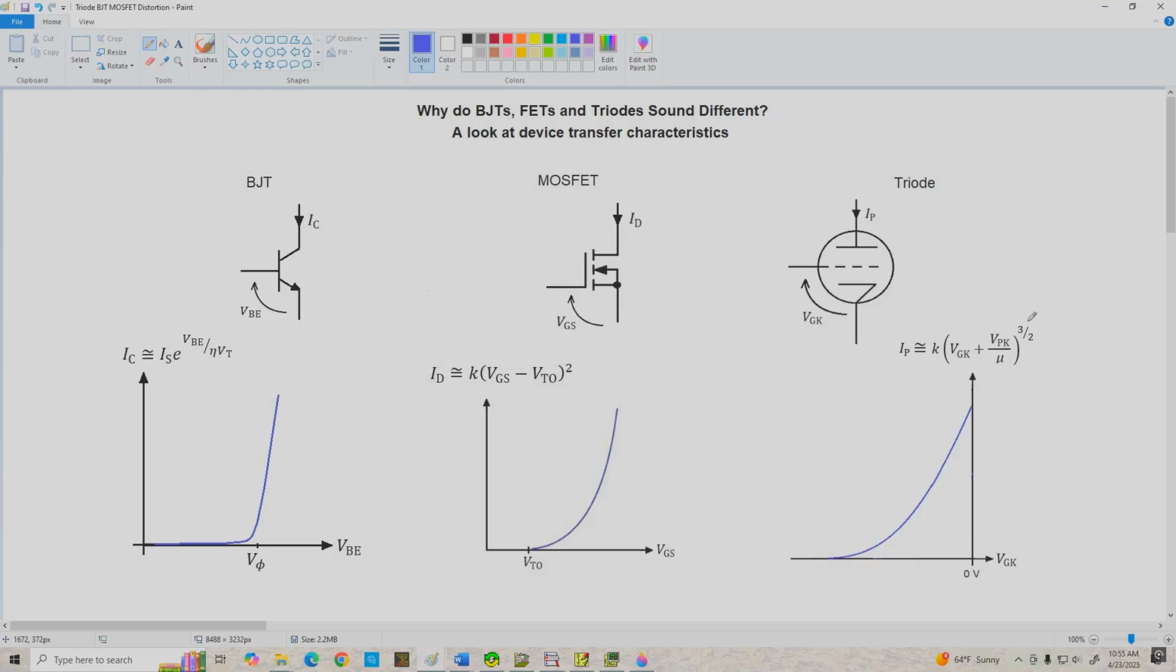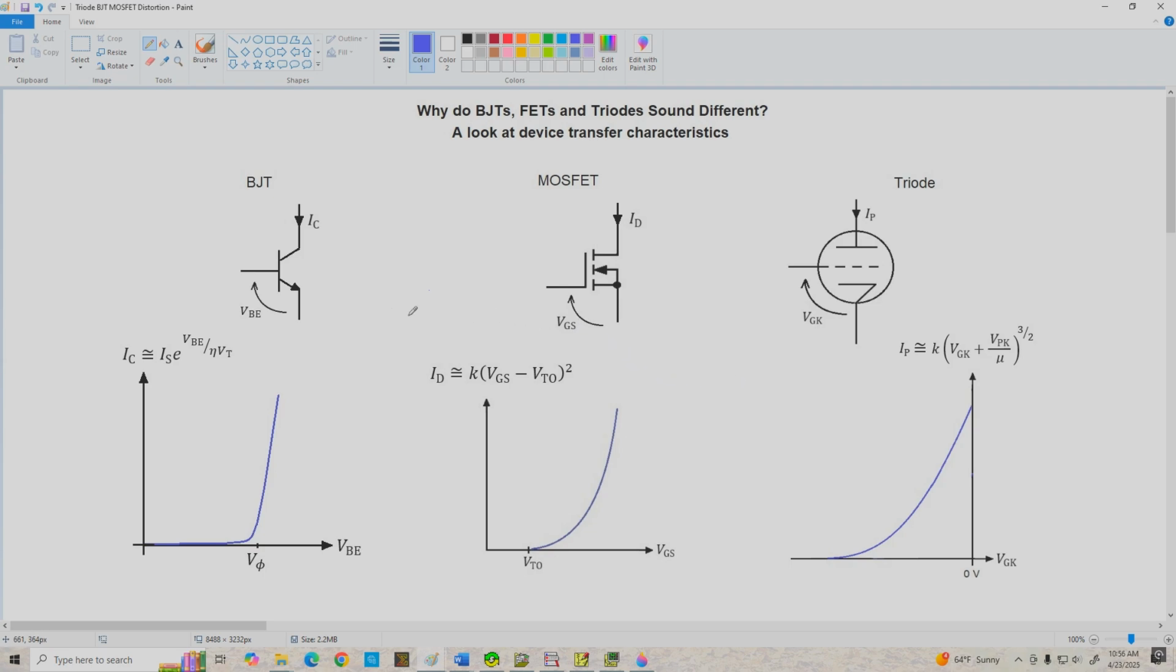Now, if we just do a real quick comparison of these three equations, the exponential that describes the BJT is going to be the most nonlinear of the three. But between the MOSFET and the triode, it appears that because the triode is raised to a higher power than the MOSFET, that it's going to be more nonlinear. But that's not necessarily the case, and we'll find out why soon enough.